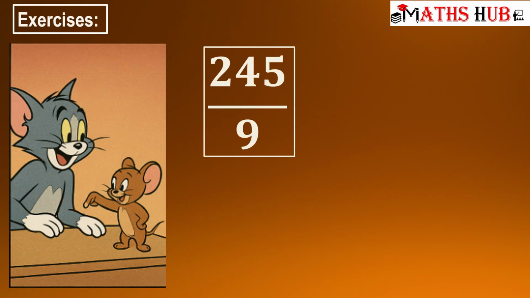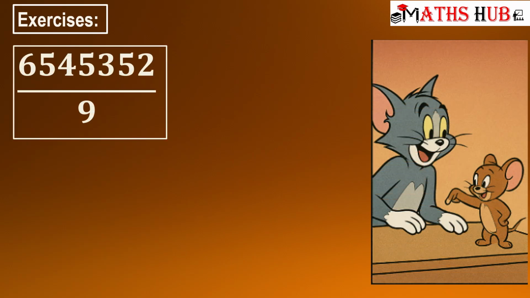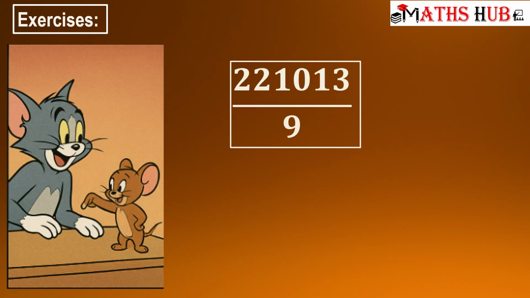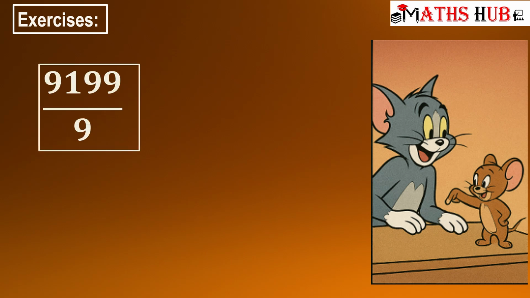So you can try these exercises. 245 divided by 9. The answers are given. You can try 6545352 divided by 9. Then you can try 221013 divided by 9. And the most challenging exercise in this is 9199 divided by 9. So I'll help you to solve it.